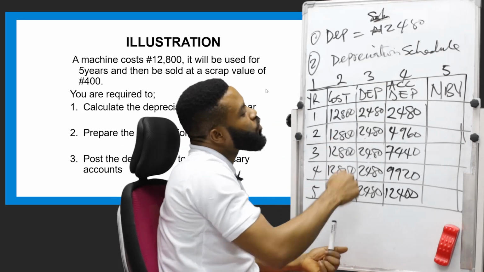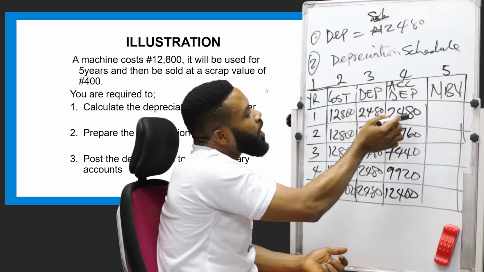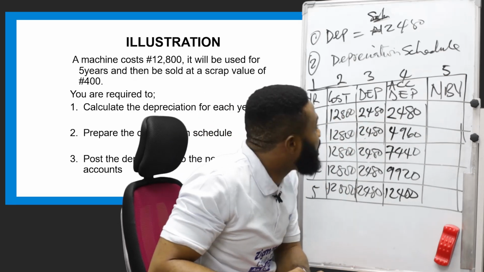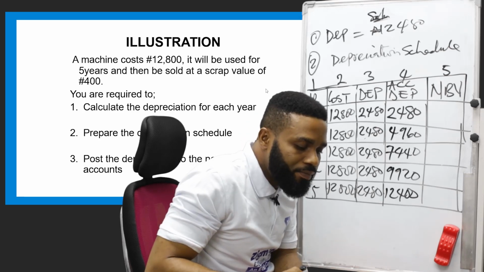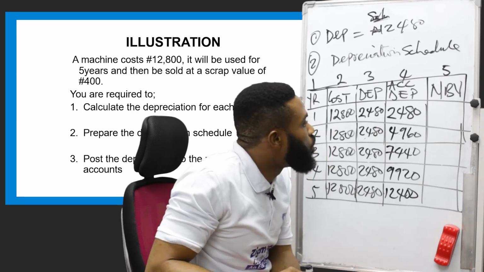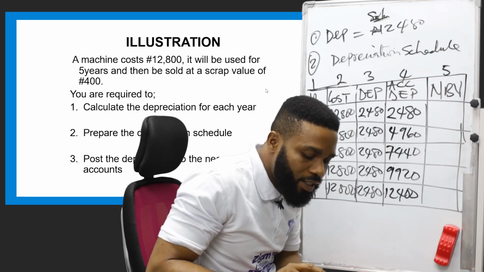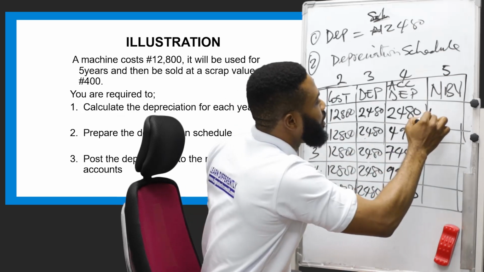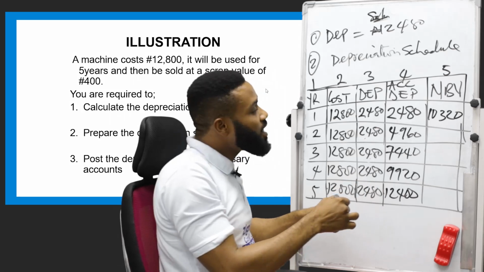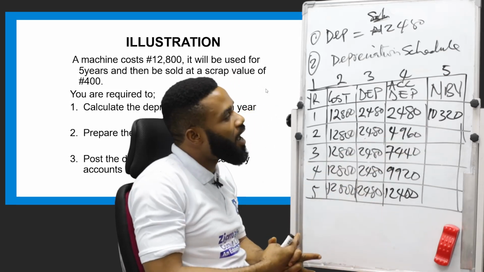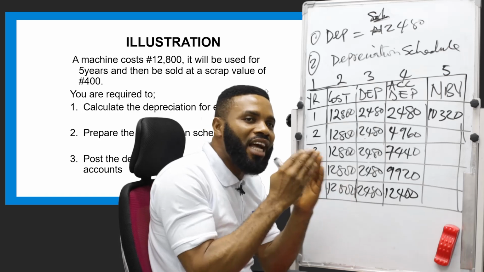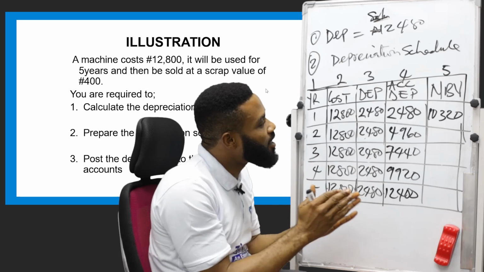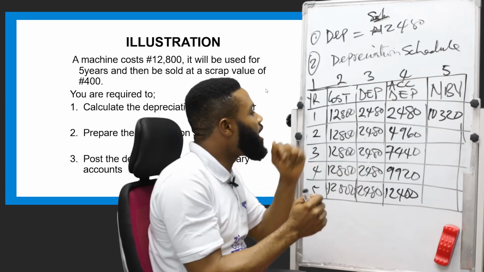You subtract column 4 from column 2 to get column 5. So let's go. If you subtract 2,480 from 12,800, you are going to get a value. 12,800 minus 2,480. You are going to get 10,320. So this 10,320 naira is the value of the asset after year 1. After year 1, the value of the asset is 10,320.